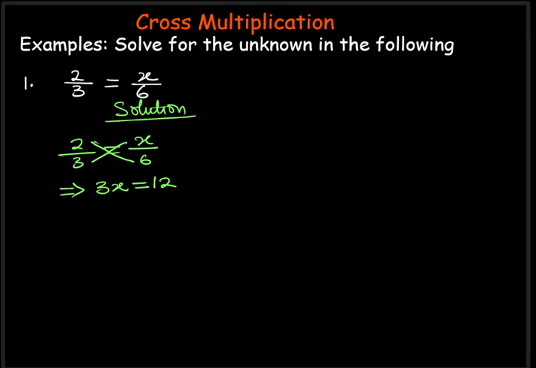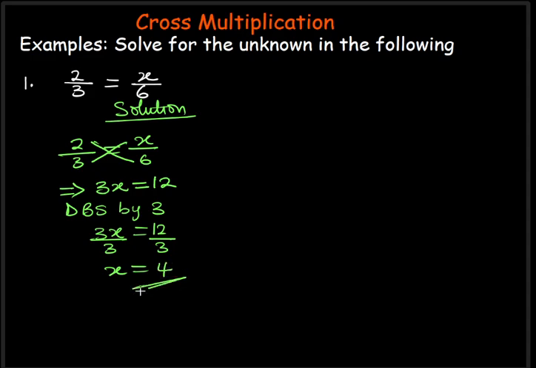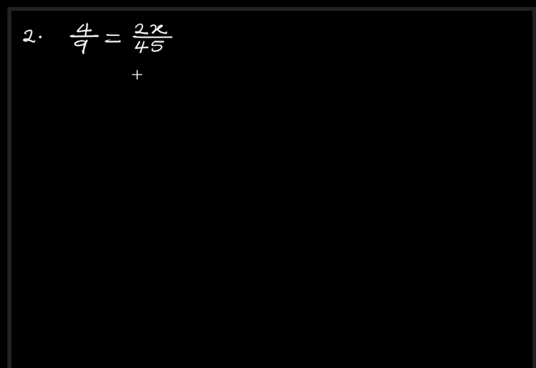So what do we have? At this point, we now divide both sides. We've talked about this. Divide both sides by 3. That will give us 3x equal to 12, over 3 and then over 3. So x is equal to 4. That's what we are looking at. Okay, and then we move to example 2.